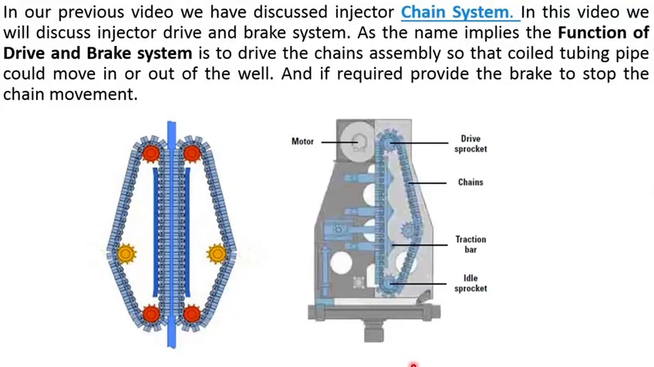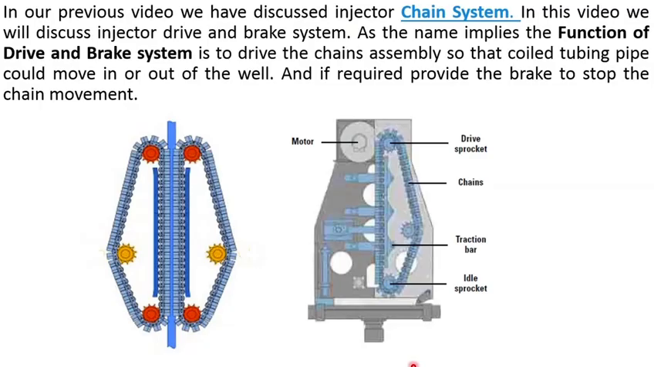In our last video we have already discussed the first system of injector head, that is chain system, and now in this video we will study the second system of the injector head, that is drive and brake system. As the name implies, the function of the drive and brake system is to drive the chains so that ultimately the coiled tubing pipe could be run in or out of the well bore.